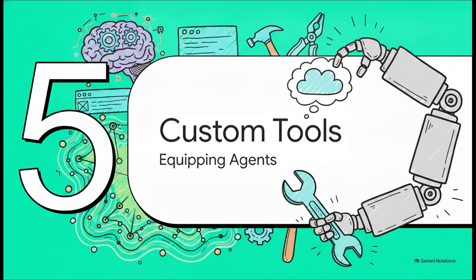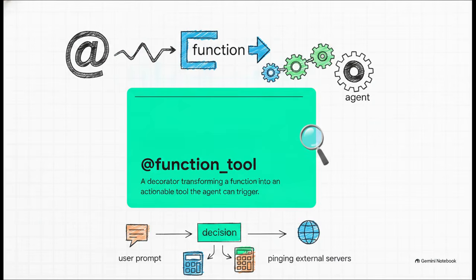Finally, let's wrap up with Section 5, Equipping Agents with Custom Tools. Let's give our agents some hands. So within the OpenAI SDK, tools are created using the function tool decorator. It's so clever. You just write a standard Python function, say something that calculates math or maybe pings an external server, and you just slap this decorator right on top of it.